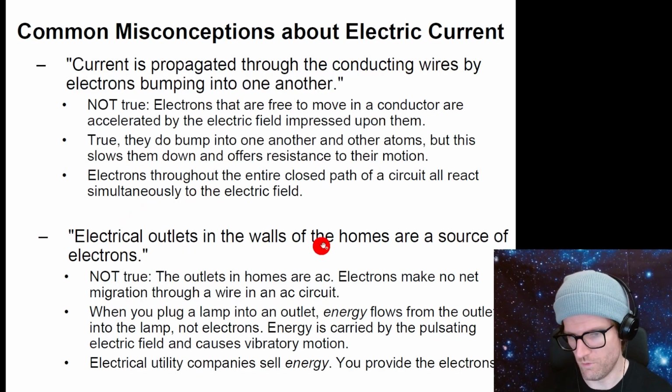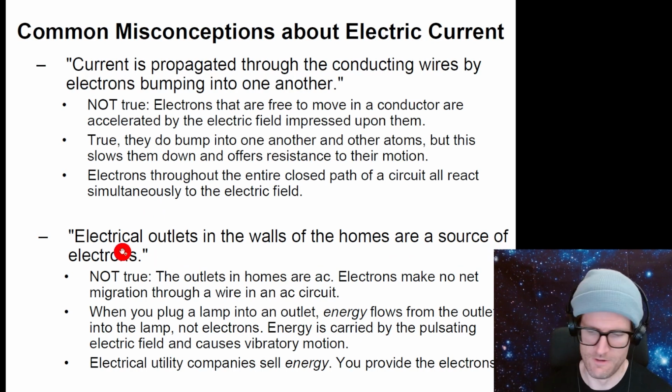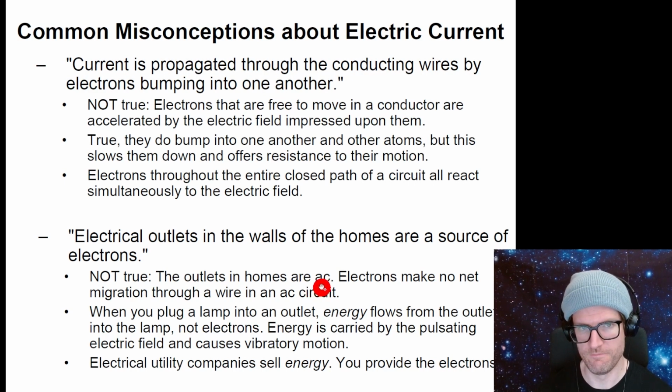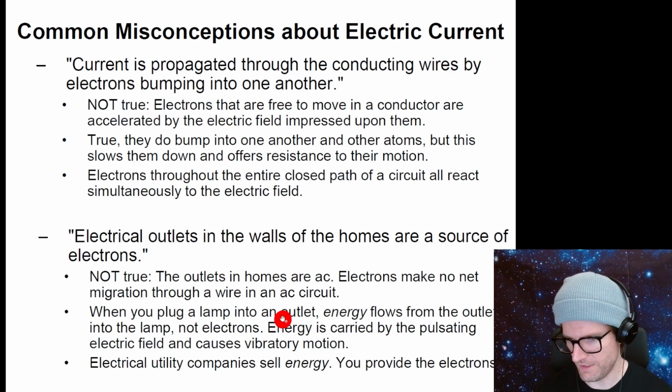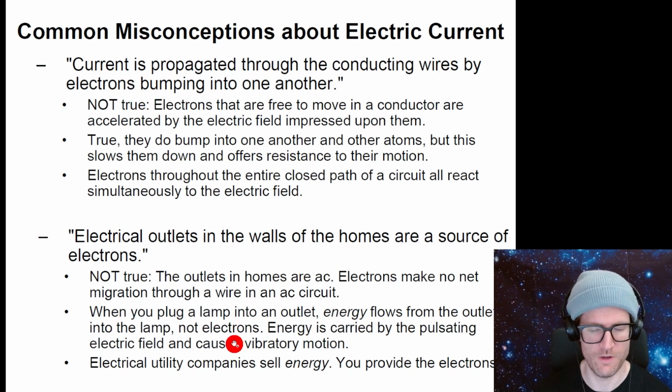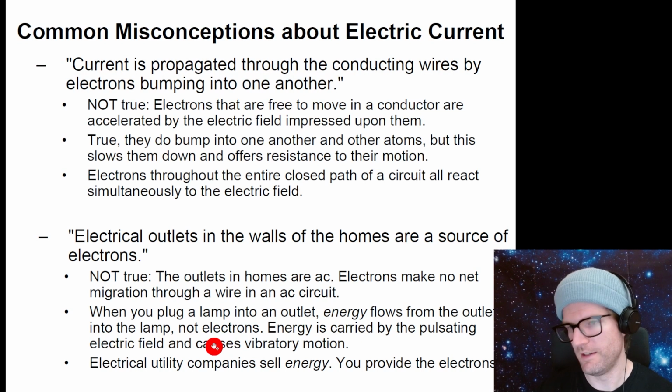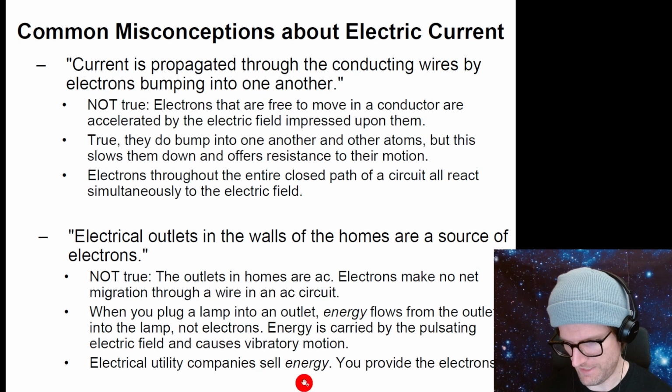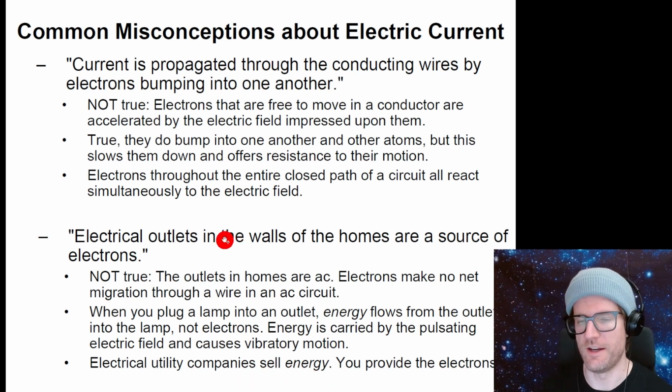Electrical outlets in the walls of homes are a source of electrons. So it's not true. The outlets in homes are AC, so the electrons move back and forth. And the electrons make no net migration through a wire in an AC circuit. So when you plug a lamp into an outlet, energy flows from the outlet into the lamp, not electrons. So electrons stay in place for the most part. Maybe they move back and forth. But the thing that is carried from the wall socket to the light bulb is energy. So like utility companies sell you energy.